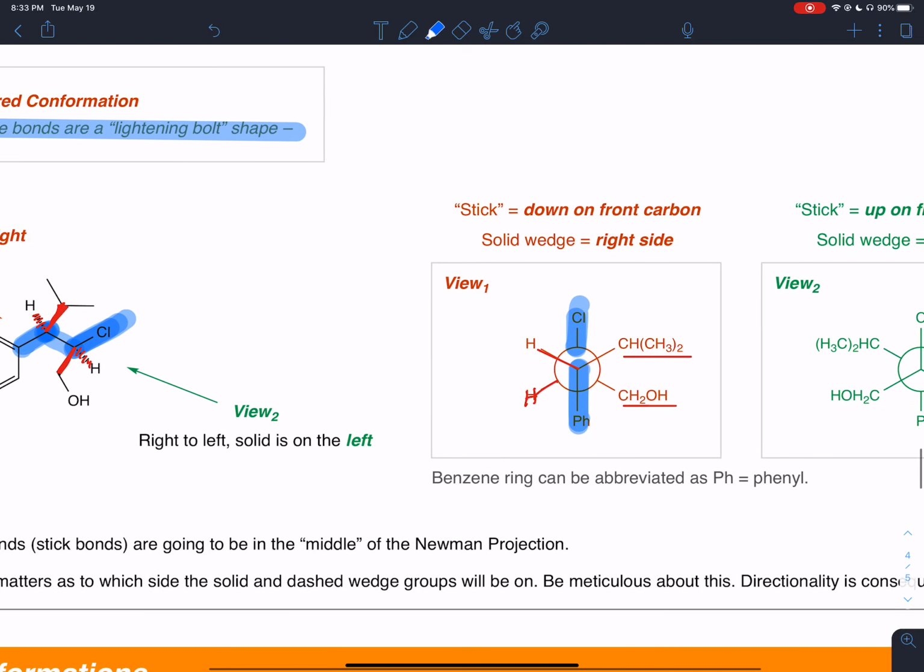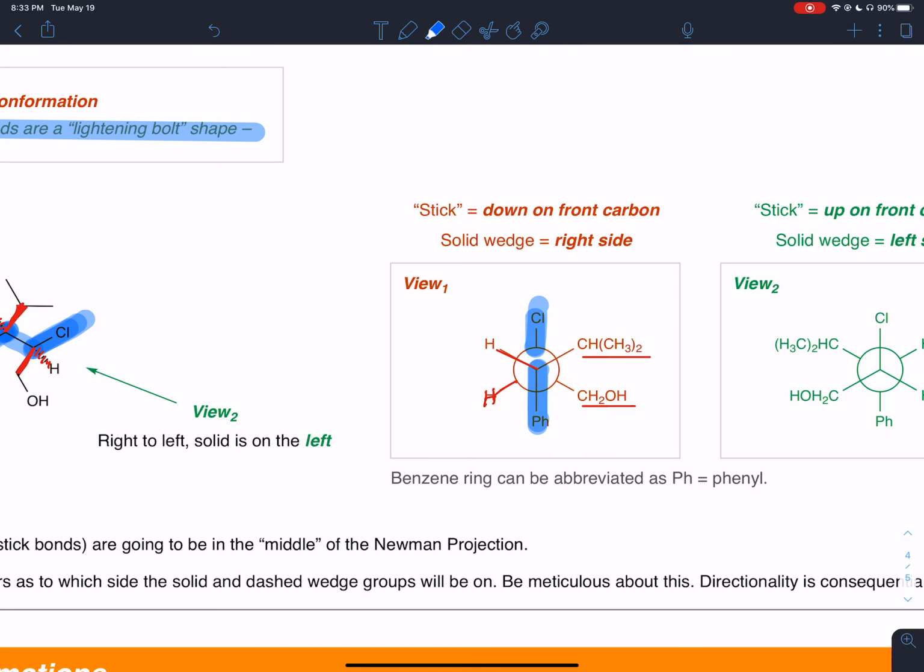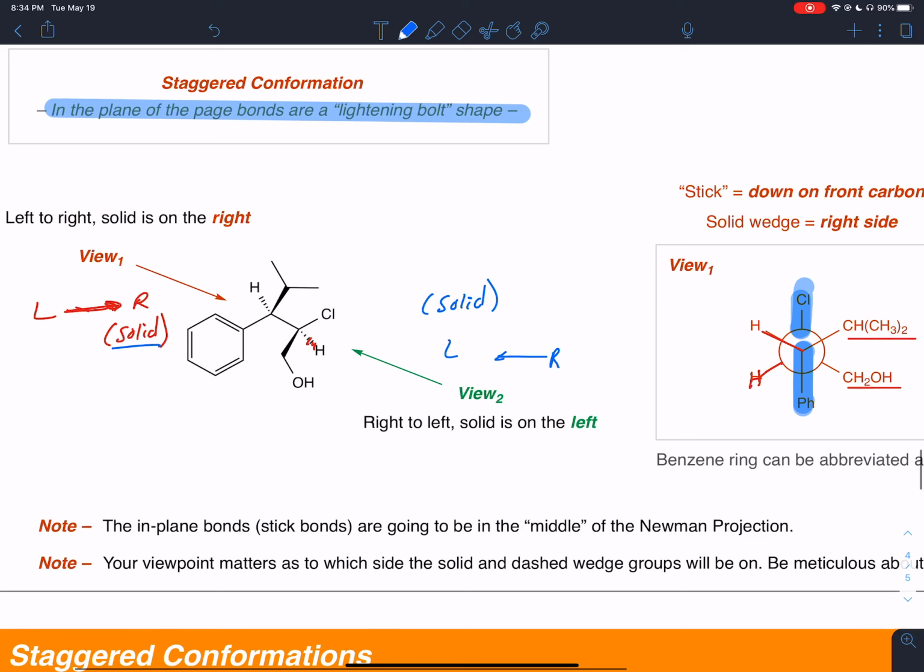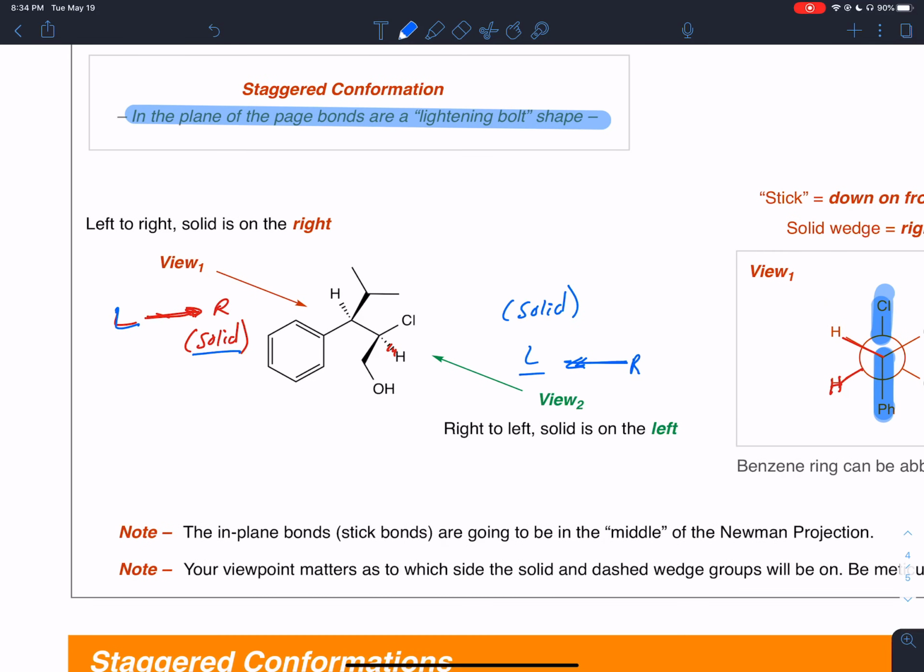Now, if we were to look from view 2, we are going to see a different thing. Let's clean this up a little bit. If you're looking from view 2, now on the page we are looking from right to left, and the solid wedge is now going to be on the left. So the commonality is the solid is on whatever side of the Newman that we're looking towards. We are looking from right to left, solid is on the left. If we're looking from left to right, the solid is on the right. So now let's do view 2.